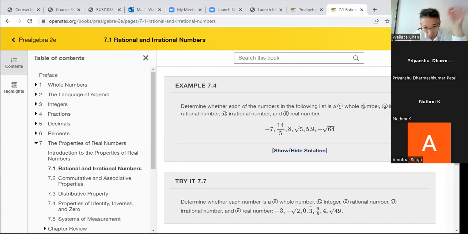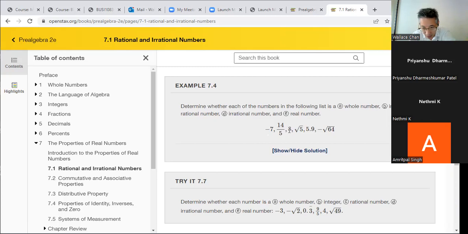-7, is it a whole number? No. Is it an integer? Yes. Is it a rational number? Yes. Is it irrational? No. Is it a real number? Yes. Okay. So I want you to do the other ones.